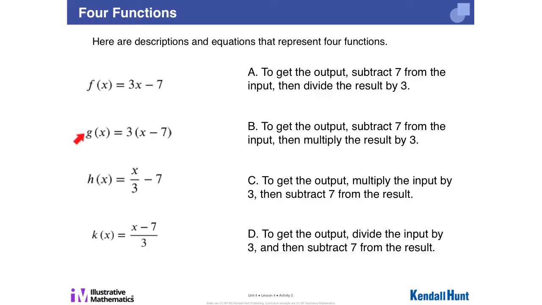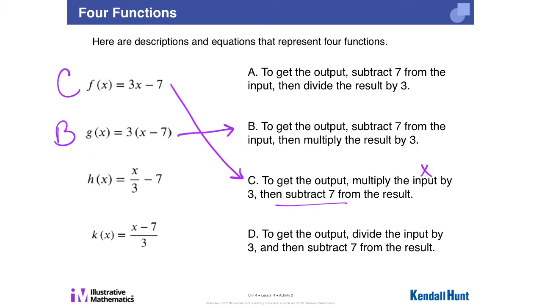Here we have functions f, g, h, and k, and each function is doing something different with our input x. And so we're going to match each function with which description in words it goes with. Function f matches with description c because we're saying to get the output, we're going to multiply the input, that's our x, by 3 and then subtract 7 from the result.